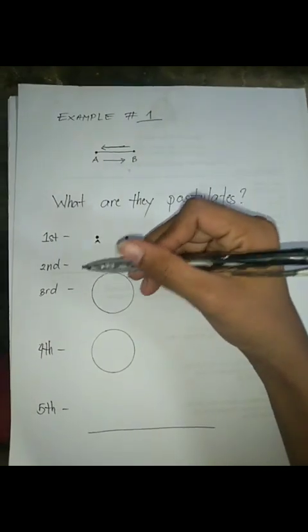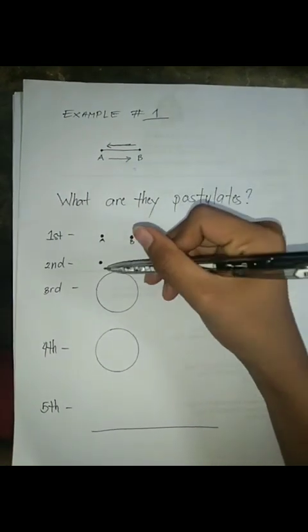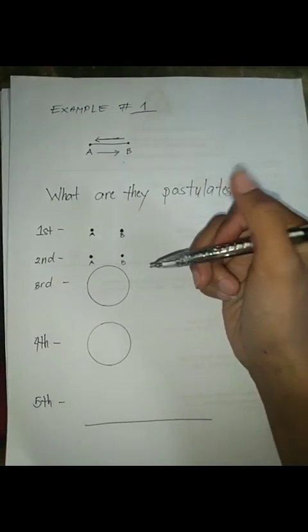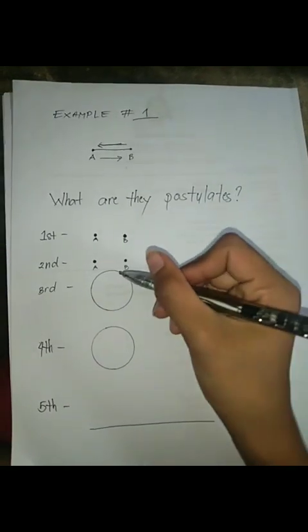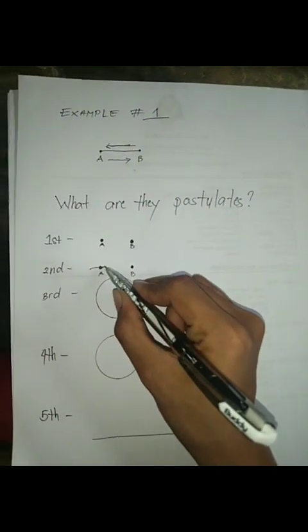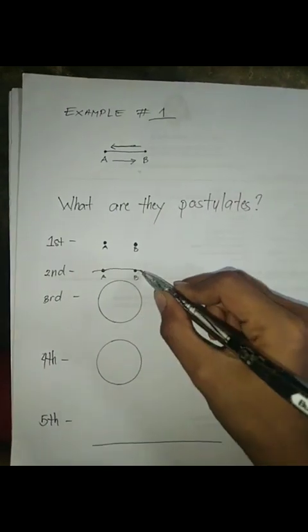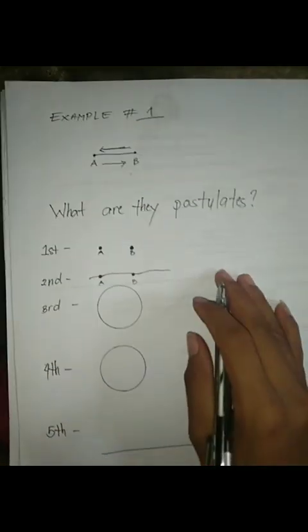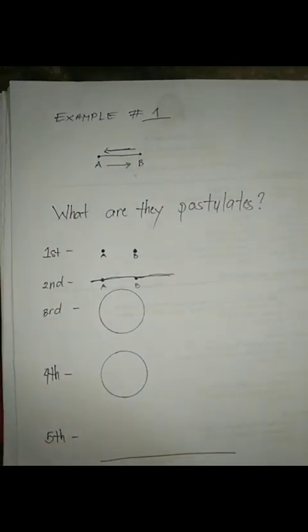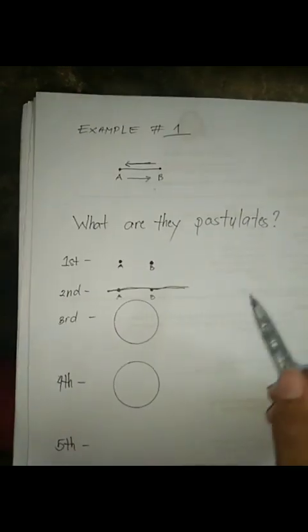So in the second postulate, this point A and point B, this line, you can extend it to infinity, or wherever you need it.